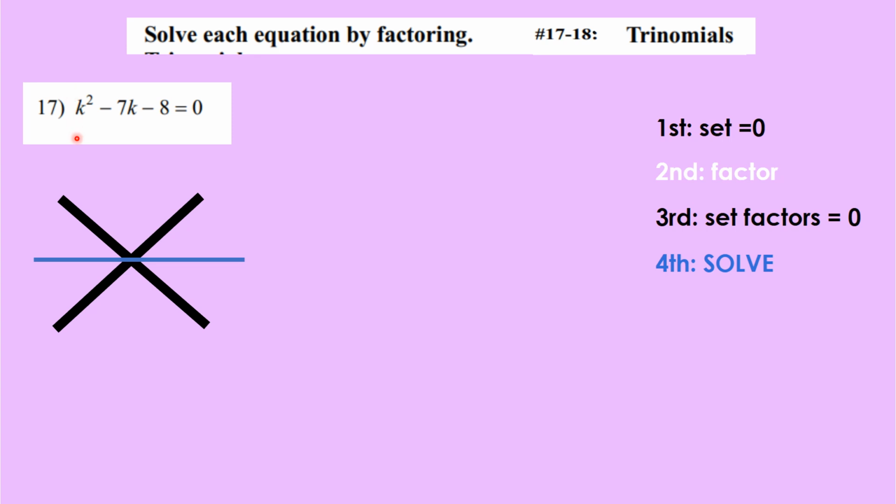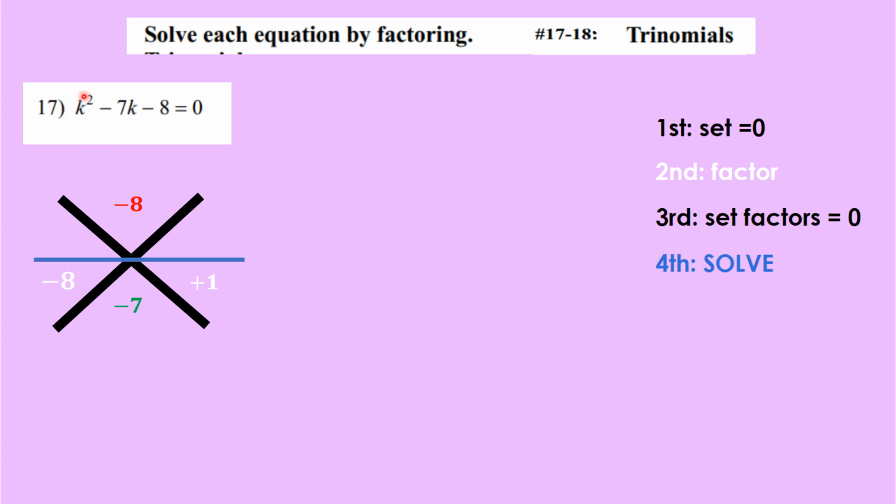I'm looking for a multiplied by c, the product. 1 multiplied by negative 8 is negative 8. So it multiplies to negative 8 and has the sum of the middle coefficient, negative 7. My factors will be -8 and +1. -8 times 1 gives me -8, and -8 plus 1 gives me -7.